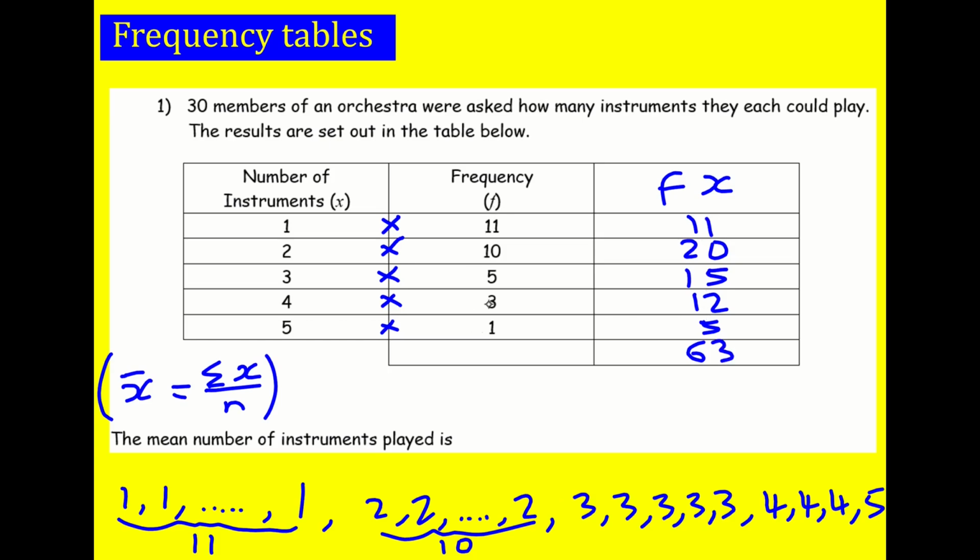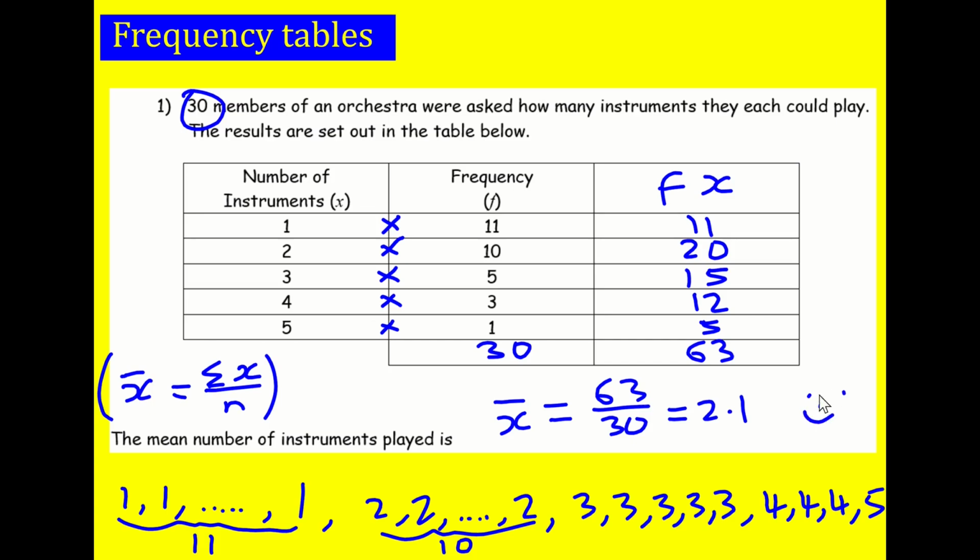If I add all my frequencies up, I'll actually get 30 in this case. We're actually given it at the start, but if we weren't given it, we could add them up. That's going to be my number of values, the total frequency. So to work out the mean, x bar is equal to 63 over 30. I've done it in a more efficient way using the frequency table, and that gives me 2.1.